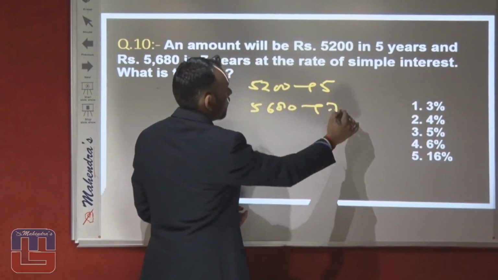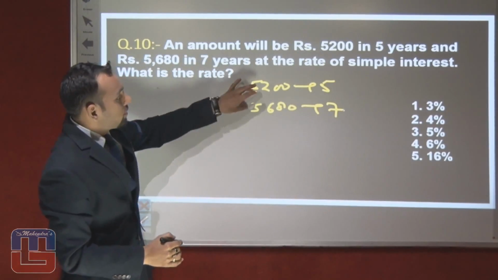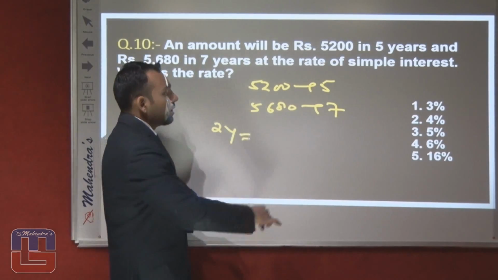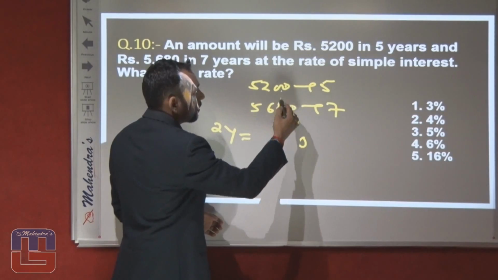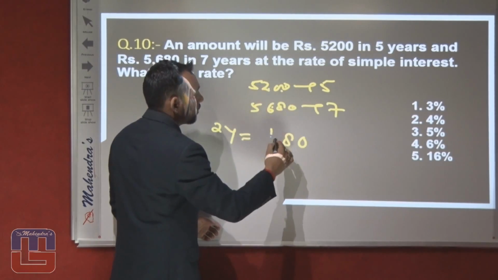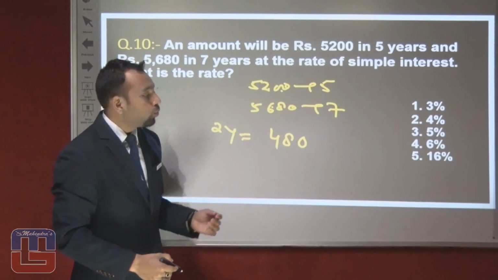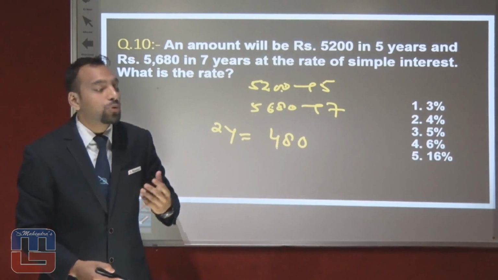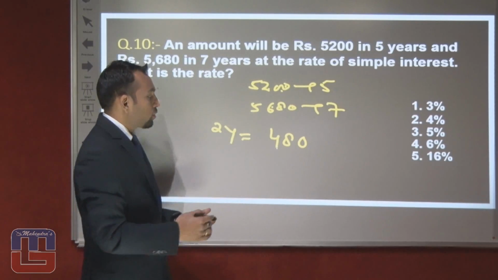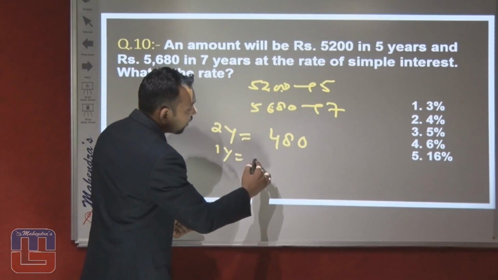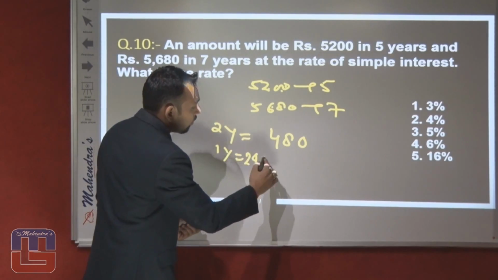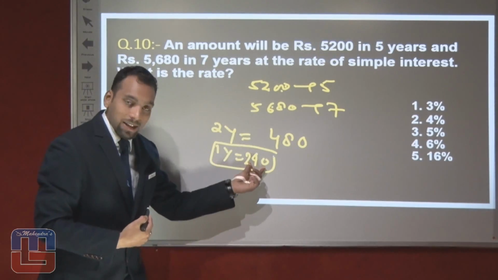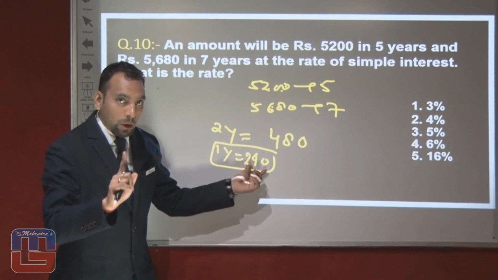5680 in 7 years. Take the difference. Here you will get, in 2 years, the difference is 0, and here you will get 8, 6 minus 2, that is 4. So in 2 years, the difference is 480, or we can say that the SI of 2 years is 480. So the SI of 1 year is 240.